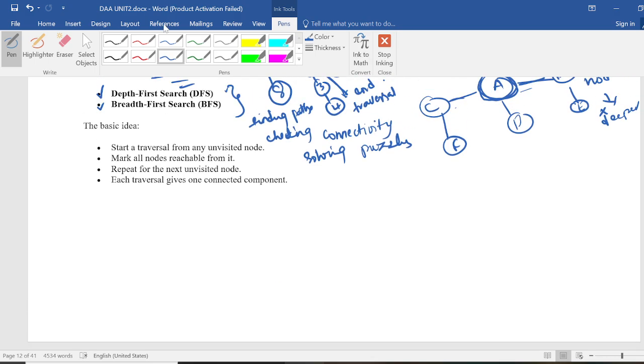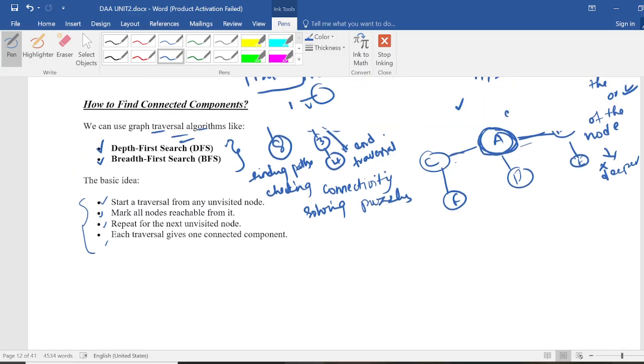So start traversal from any unvisited node, mark all the nodes reachable from it, then repeat with the next unvisited node. Each traversal gives one connected component. This is all we have explained. These steps are based on DFS or BFS separately. So we have done this.